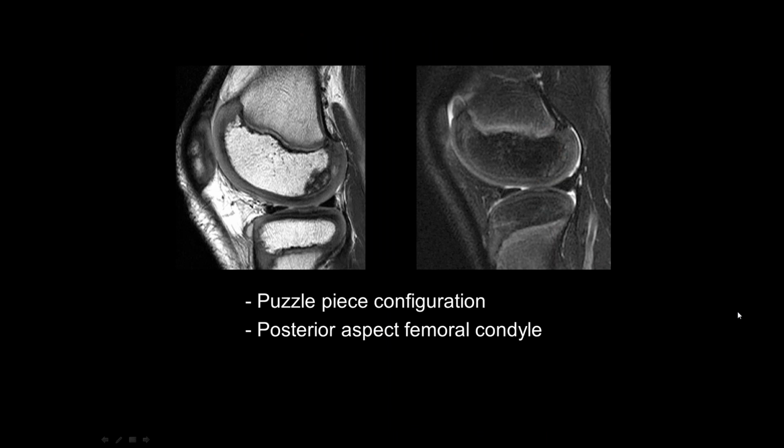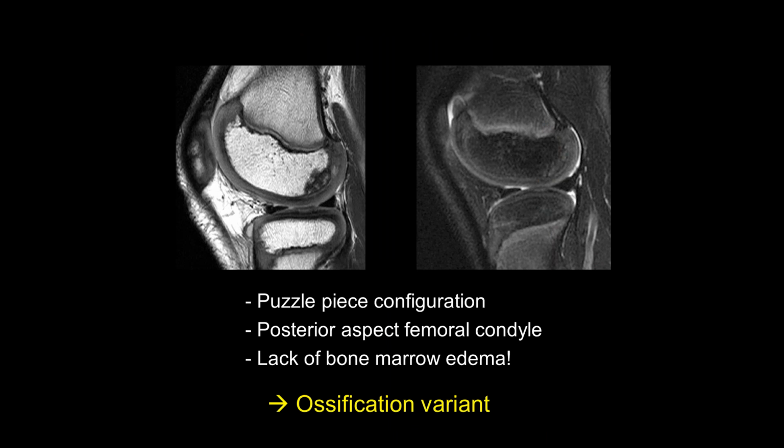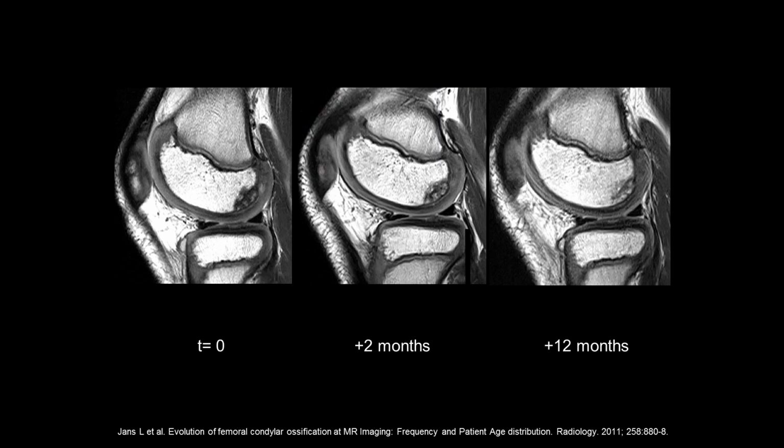And so the puzzle piece configuration in the posterior aspect of the femoral condyle, and especially no bone marrow edema, these were signs that this was an ossification variant. And well, you know that surgeons are very difficult indeed to persuade sometimes, so we had to do the repeat MRIs, but I think that we should be confident enough to make sure that these repeat scans are not necessary.